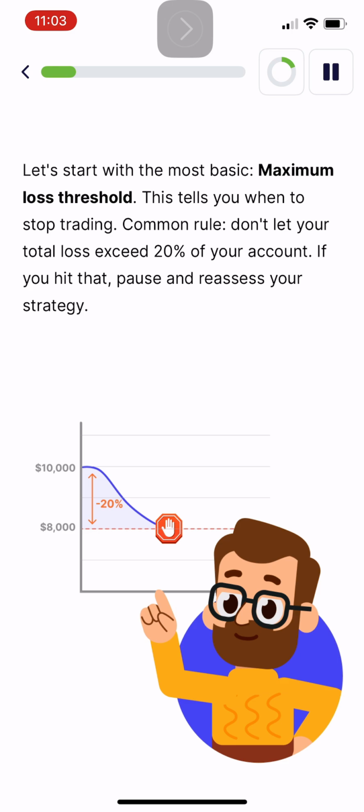Maximum loss threshold. This tells you when to stop trading. Common rule: don't let your total loss exceed 20% of your account. If you hit that, pause and reassess your strategy.